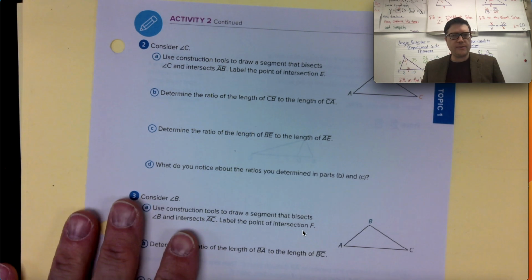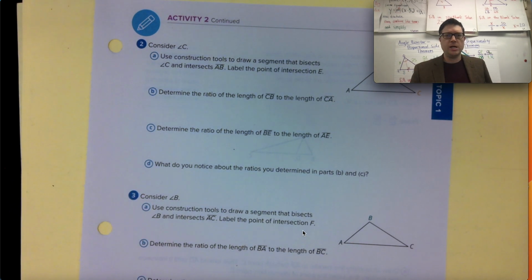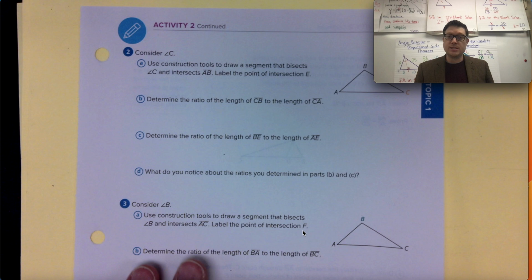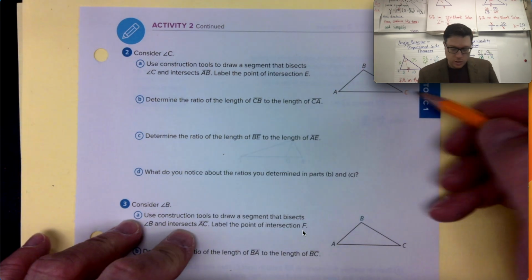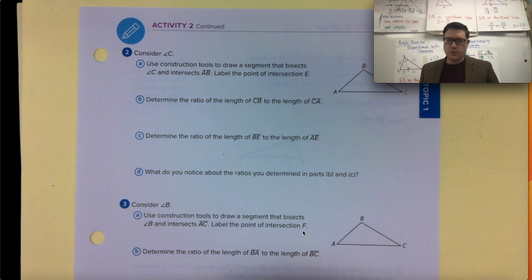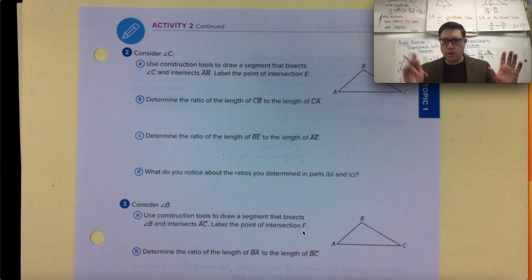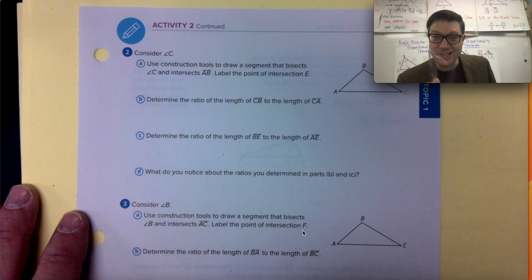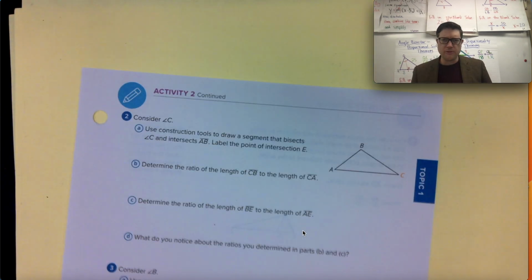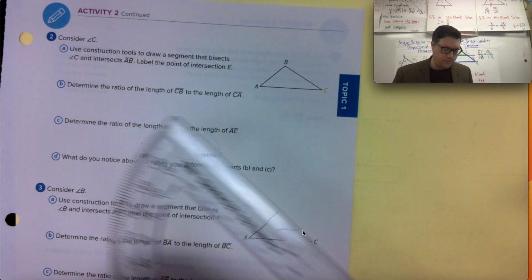This is page 477. Consider angle C. Use construction tools to draw a segment that bisects angle C. I realize if you watch page 476, I've bisected angle B. That one's already been done, so we're going to do some more adjustment. Look ahead. That's the moral of the story from yesterday and today, or from the last video, this one.